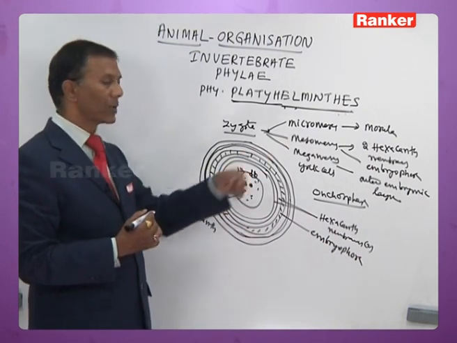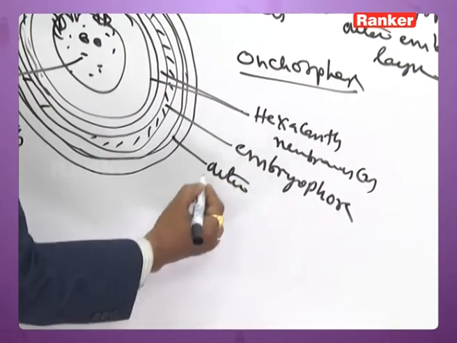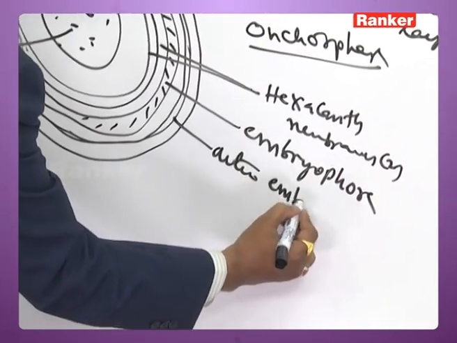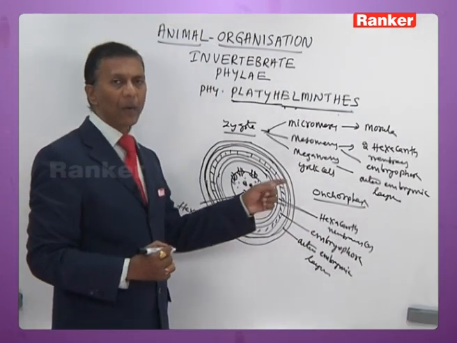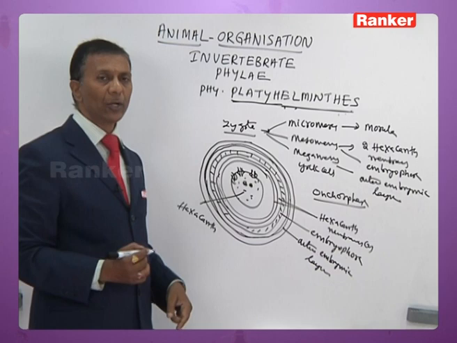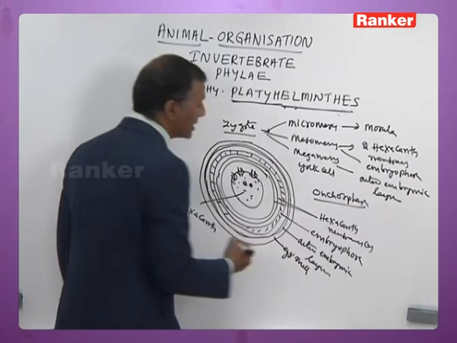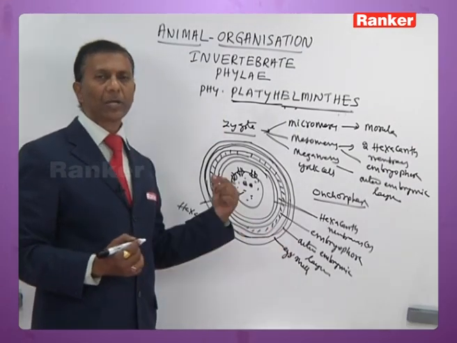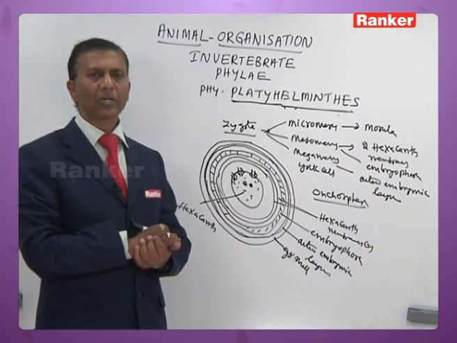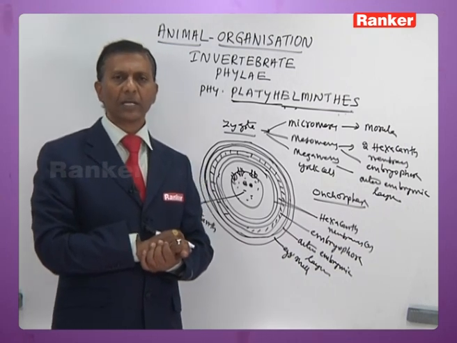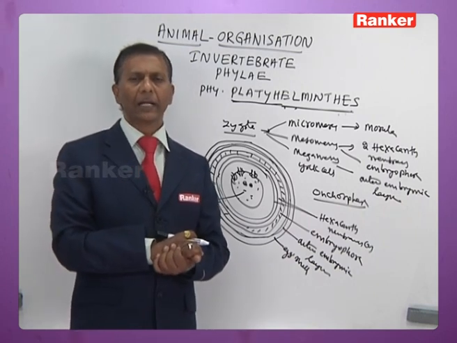The embryophore and hexacanth membranes originate from the mesomeres, and it is surrounded by an outer embryonic layer. This outer embryonic layer is formed by fusion of megameres and yolk cells, and the outermost is the eggshell. That eggshell is a contribution of the vitelline gland. So this entire complex structure is called oncosphere. Soon after the formation of oncospheres, apolysis takes place, so that the oncospheres come out of the human being along with the fecal matter, and they enter the pig.